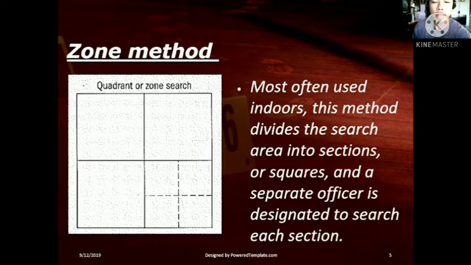Next is the zone method. It is most often used indoors. This method divides the search area into sections or squares, and a separate officer is designated to search each section. This method is sometimes called the quadrant method.